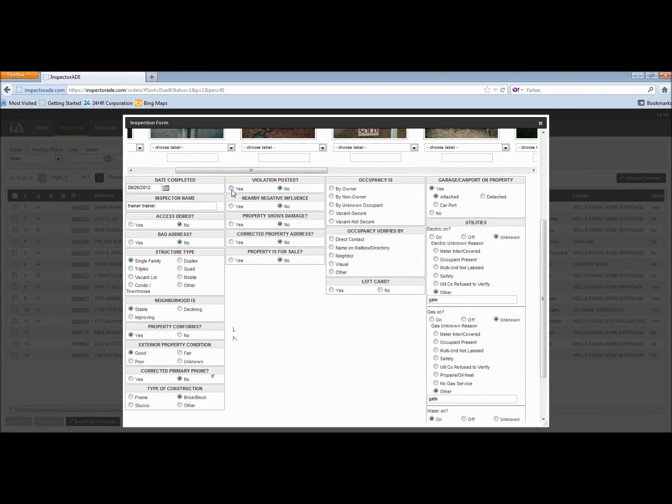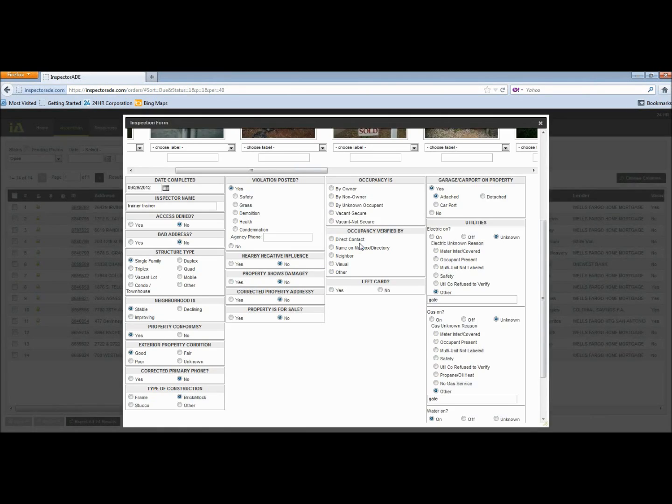Moving on here, violations posted. When you go to a house and you see pieces of paper or anything stuck to the front door or the front windows of the house, those are violations. These are the types of violations there will be. Always take a photo of it. Safety is condemned. Grass: the city will post a violation on the house saying the grass is too long, it needs to be cut. The bank needs to send someone out there to cut the grass, so take a photo of the violation and mark which one it is.